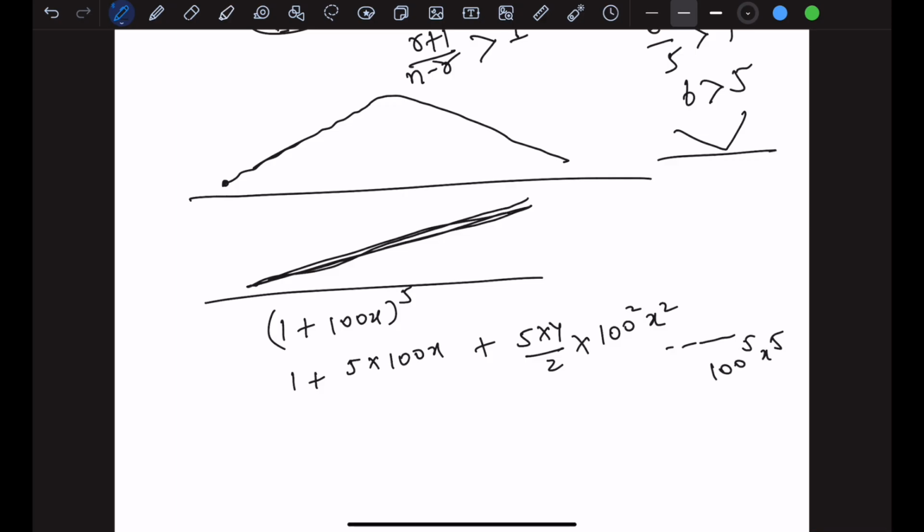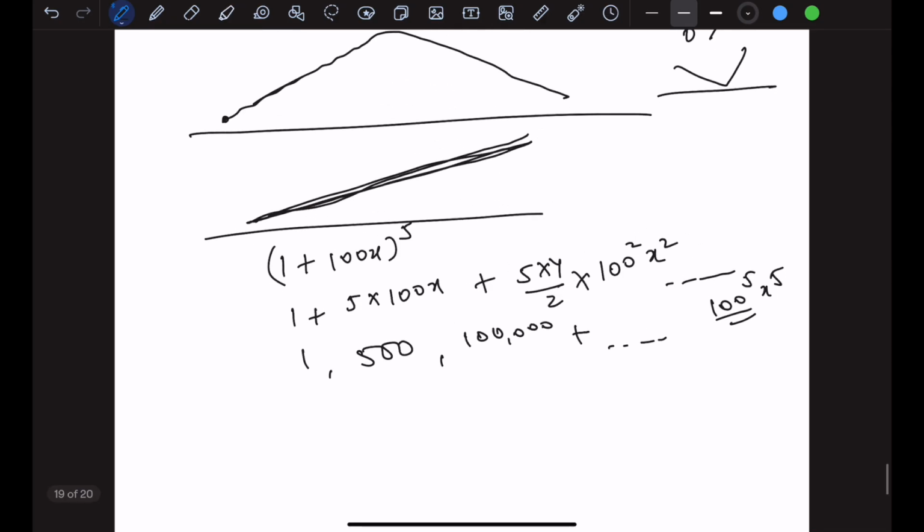So if you look at the coefficients, we have 1, then we have 500 from here, then we'll have a much bigger number, 800 into 100 is 10,000. Then 10,000 into 20 by 2 is 10, so it's like 100,000, and it will keep on increasing because the power of 100 keeps on increasing.